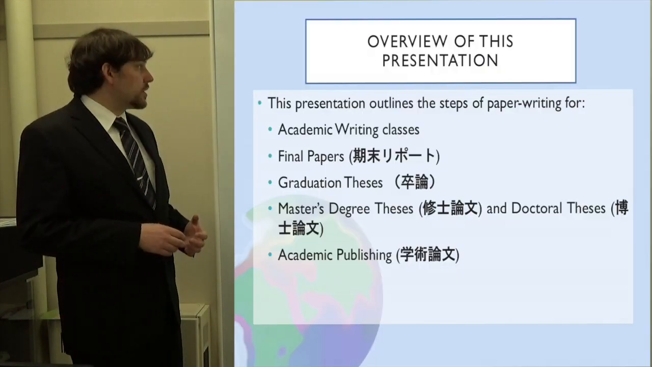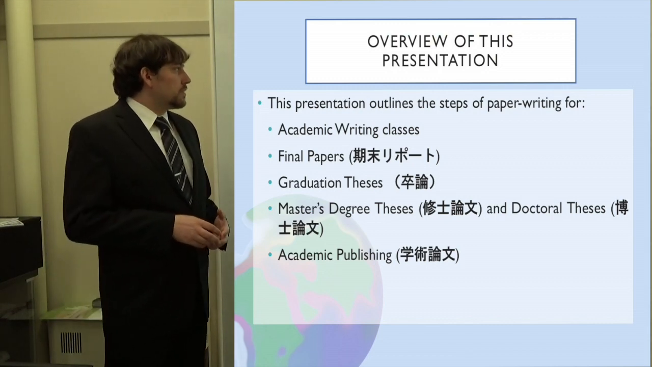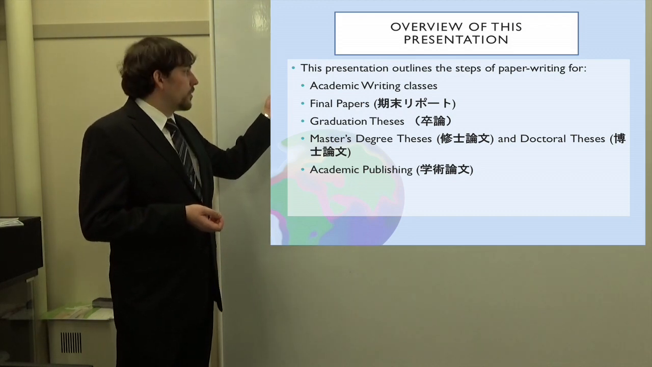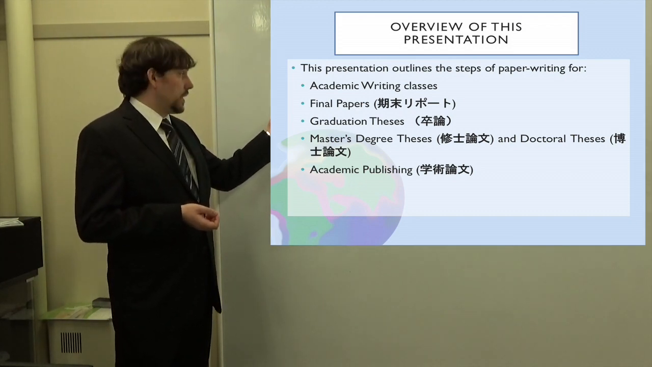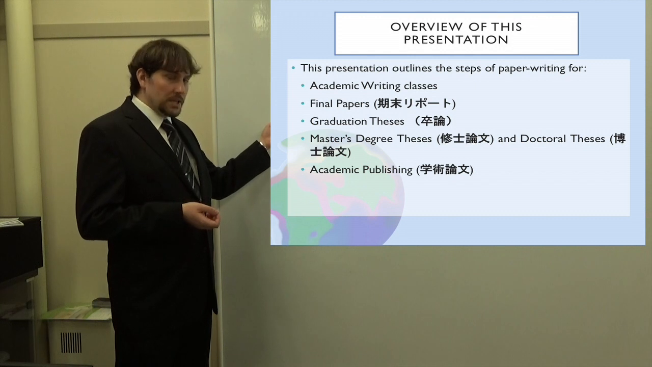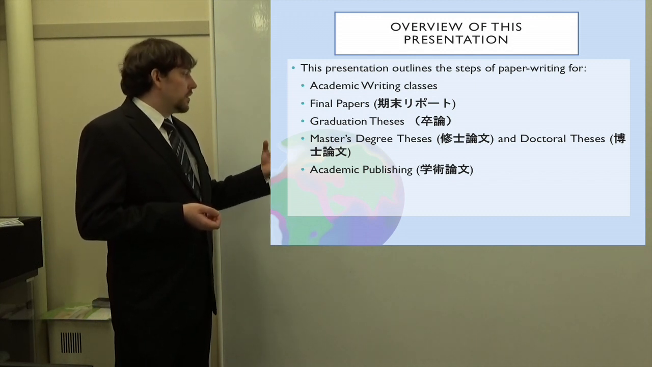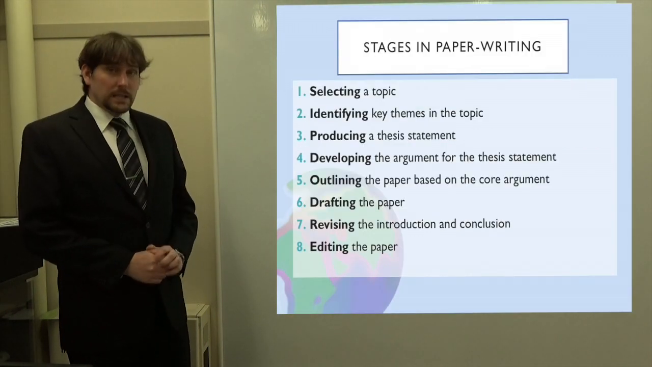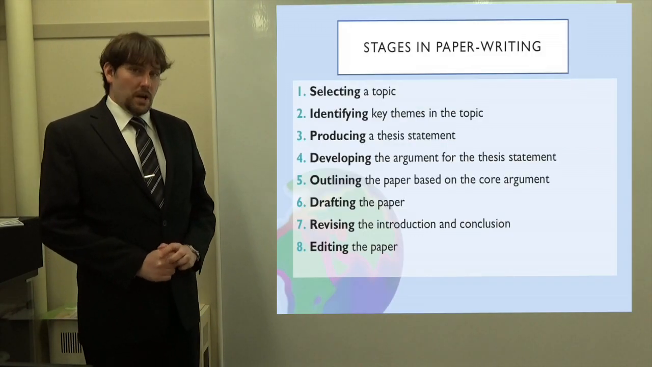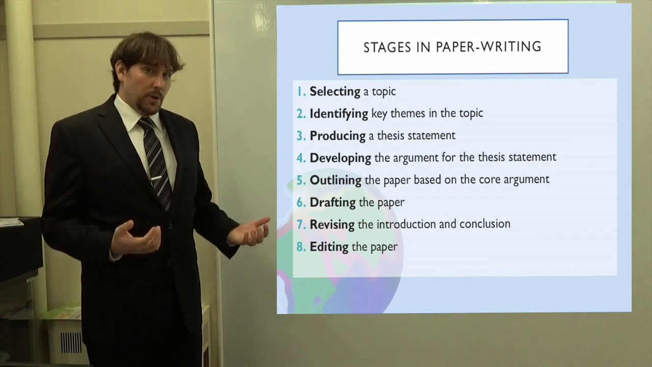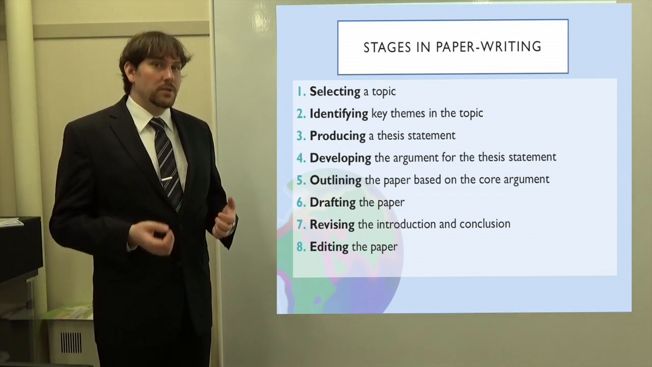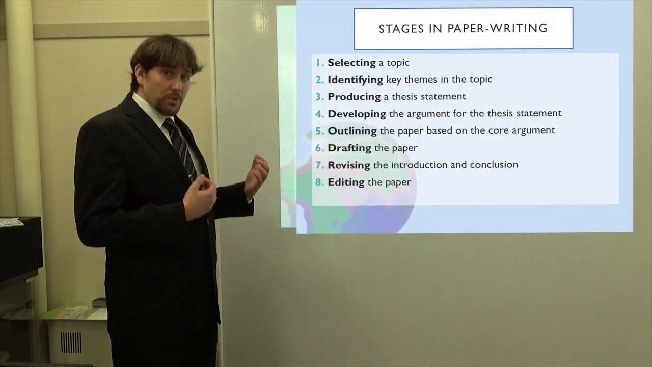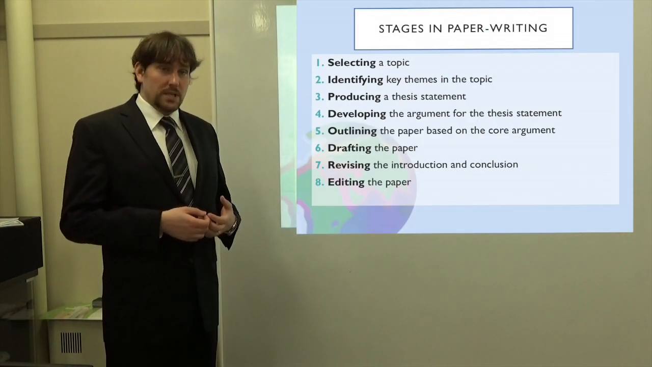So let's move forward. In this presentation, we're going to look at the steps that are basically involved for an academic writing class, for a final paper in a Western context, for graduation theses, master's theses, doctoral theses, and also for academic publishing. It's a very lengthy process if you do the entire thing. So I'm going to explain all of the process, and you may not have to do all of it depending on the context that you're in. I'll just read the steps out, and we'll look at each of them in more detail.